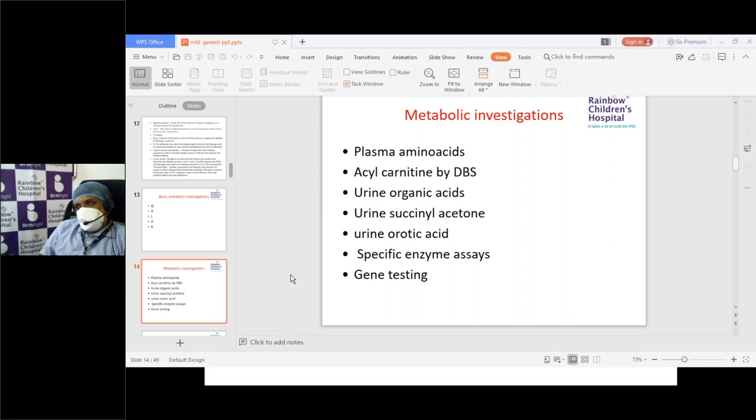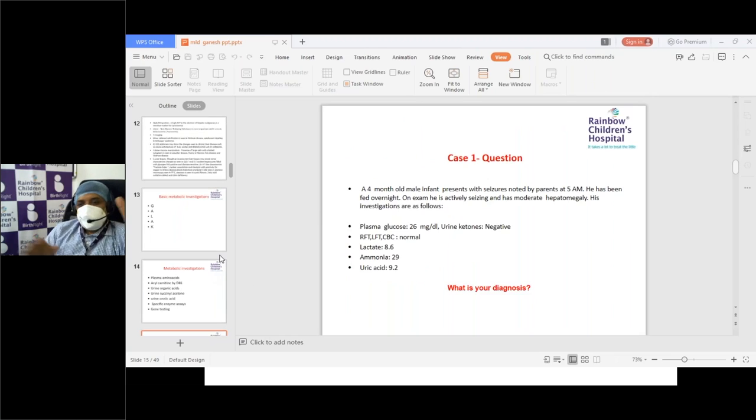Specific enzyme assays like glucocerebrosidase, sphingomyelinase, etc. help to point towards the diagnosis of lipid storage disorders like Gaucher, Niemann-Pick, Tay-Sachs, etc. Molecular gene testing plays a pivotal role in establishing the diagnosis as well as offering genetic counseling for the family, right?